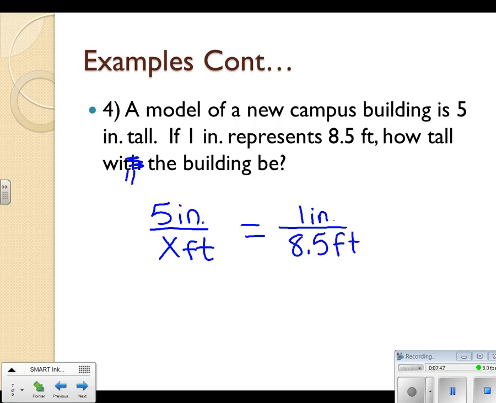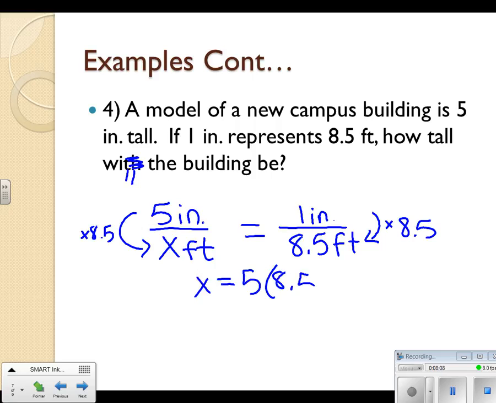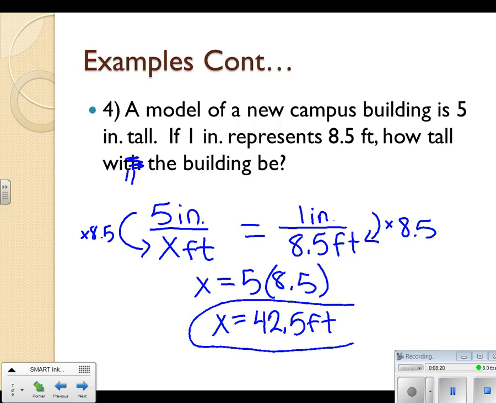And so I can cross multiply. I also see that the bottom is 8.5 times greater because 1 times 8.5 is 8.5. So I'm doing 5 times 8.5 to figure out how actually tall that building is. Or if I cross multiply, I get 1 times x, which is x, equals 5 times 8.5. And so when we do 8.5 times 5, or 5 times 8.5 to get x, what we're looking for, we get 42.5 feet. So that is how tall the building is.